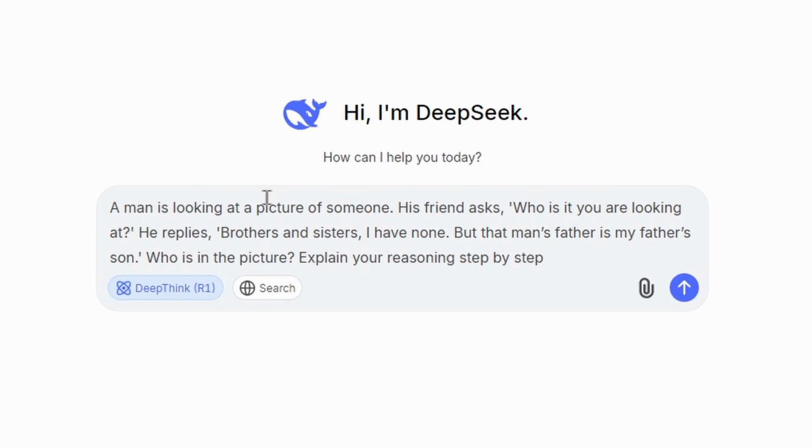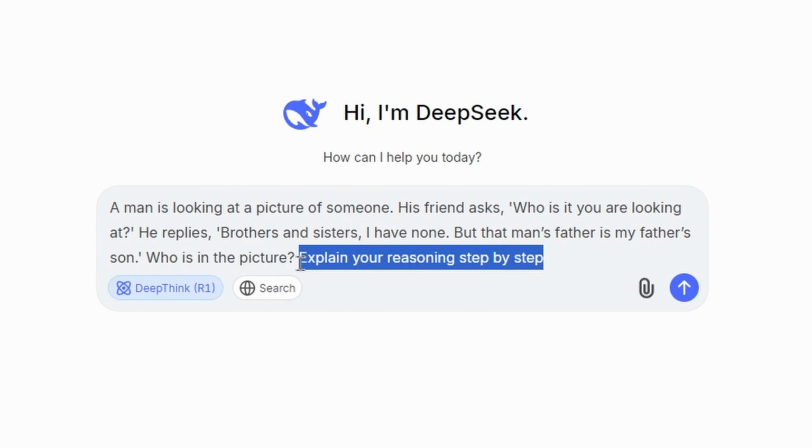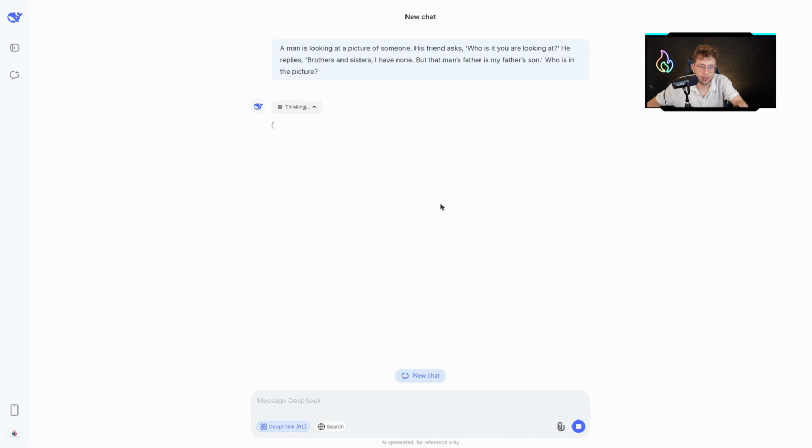Let's provide another example to test it out. A man is looking at a picture of someone. His friend asks, "Who is it you are looking at?" He replies, "Brothers and sisters I have none, but that man's father is my father's son. Who is in the picture? Explain your reasoning step by step." Actually, that last part is not necessary. We can run it and see what happens.